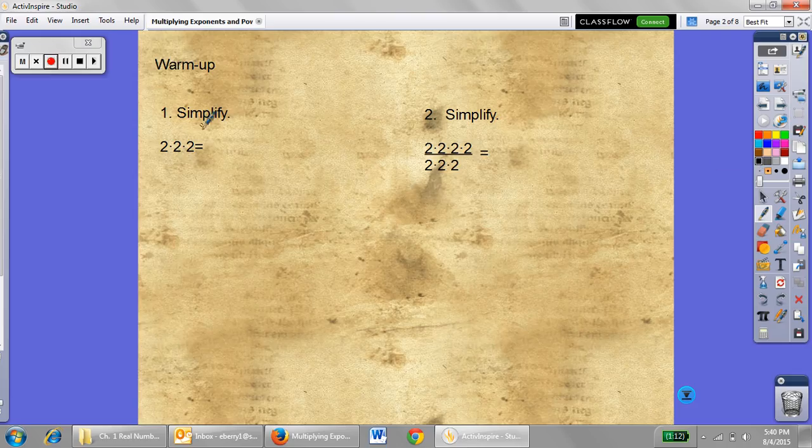2 times 2 times 2. Well, there's 3 2's, so we can write this as 2 to the power of 3. Number 2, we can divide here. So 2 divided by 2 is 1. That cancels out. 2 divided by 2 is 1. So we're left with 2.